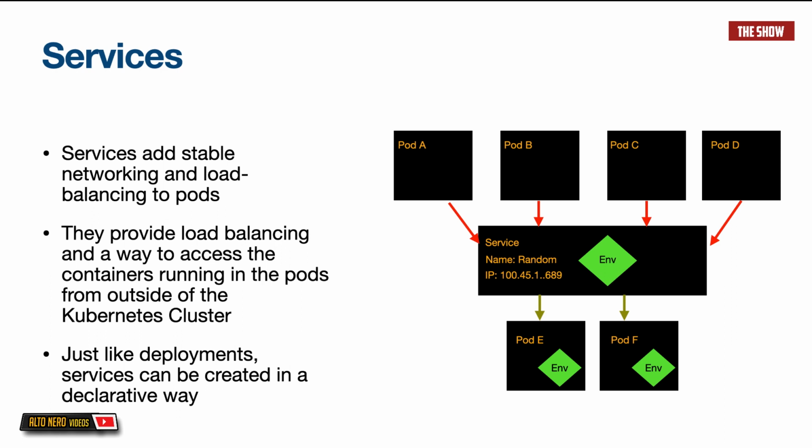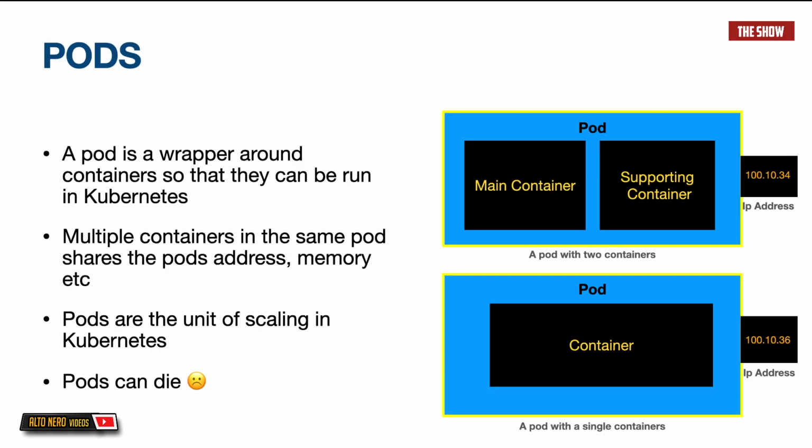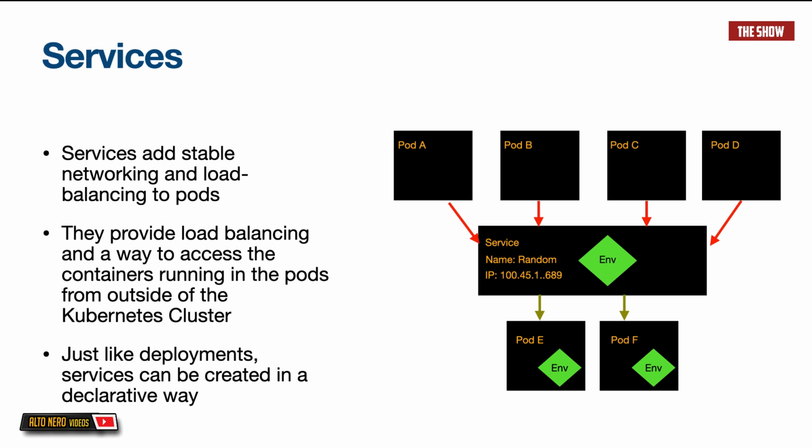And apart from helping us to access the containers which are running inside of our pods, they also add stable networking and load balancing to our pods. When we spoke about pods, we said that pods can die. So it is not wise to connect to a pod by using the pod's IP address, because when the pod dies and a new pod is created, that IP address which was previously being used will be useless, because the new pod will not have the same IP address. This is solved by having services.